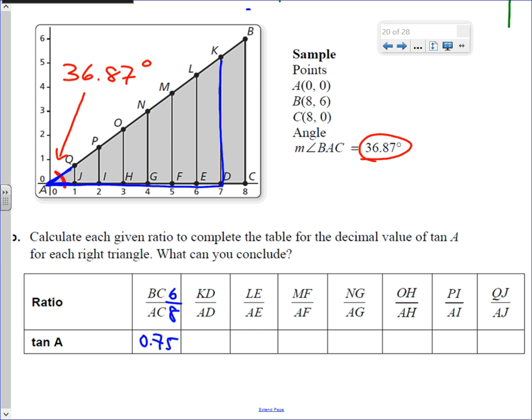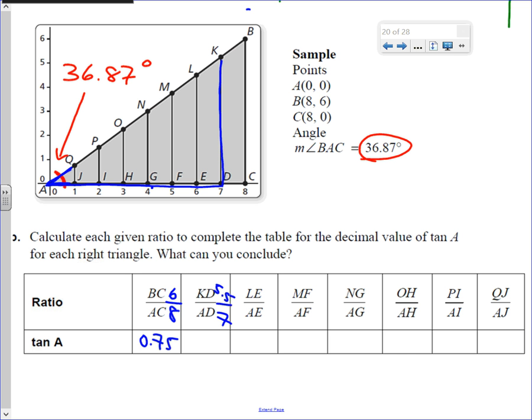So we're not the biggest triangle, but the next smaller one. But same side. Look at side opposite to that angle over side adjacent to that angle, the red angle. So let's see. KD, I want to say, is a little bit past 5. Look, 5 is right here. I'm going to say 5.5. This is an estimate. 5.5, that's KD, over 7. AD is 7. Rocket. 5.5 over 7. Fill that in with me.